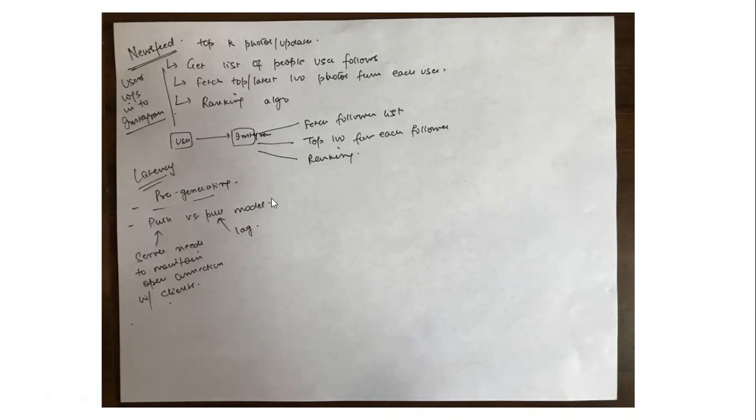Now, the next point, which we just quickly touched upon, is how do you generate the newsfeed optimally? The second thing is, how do you publish it? And that is this push and pull model, right?